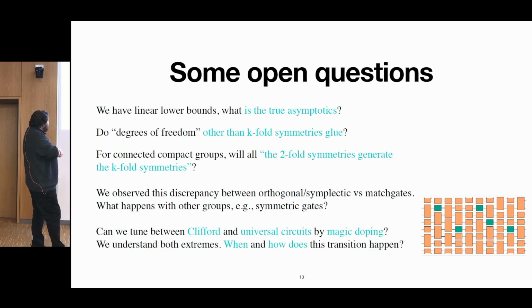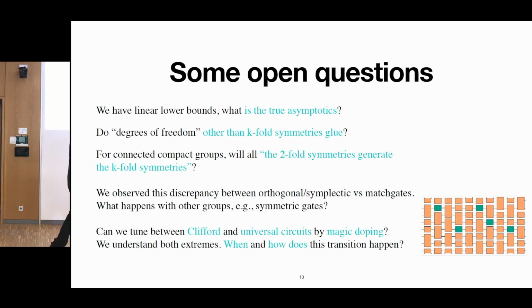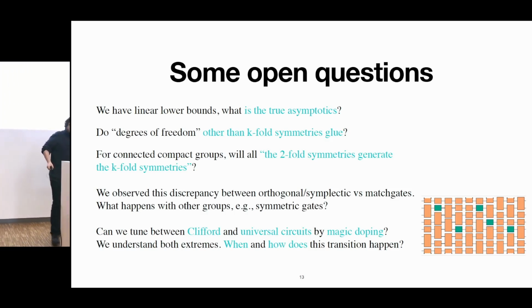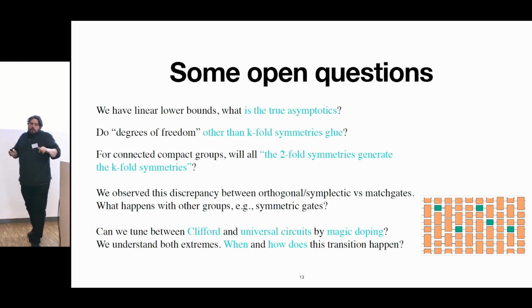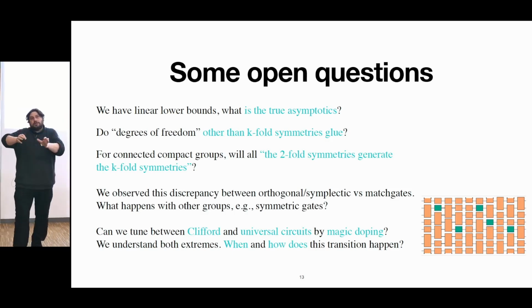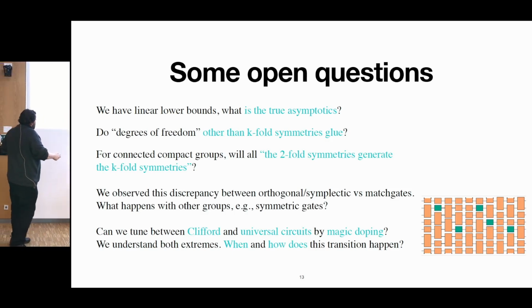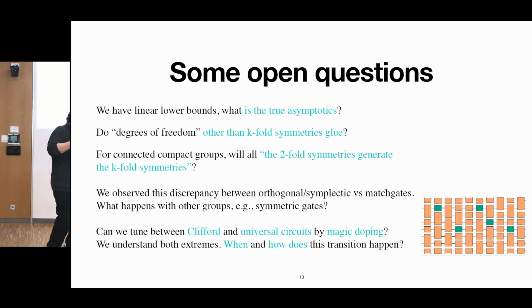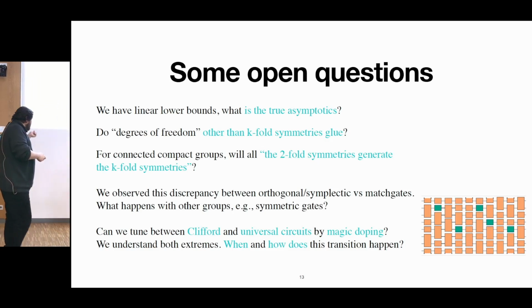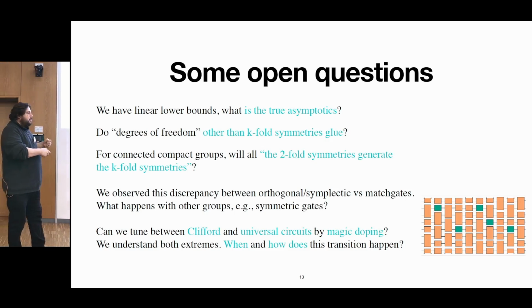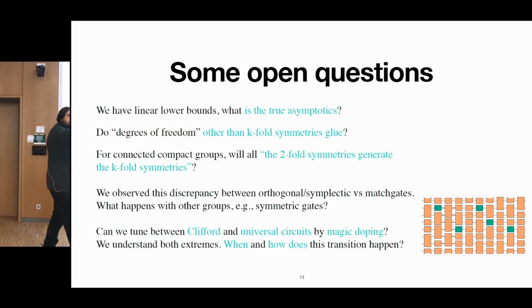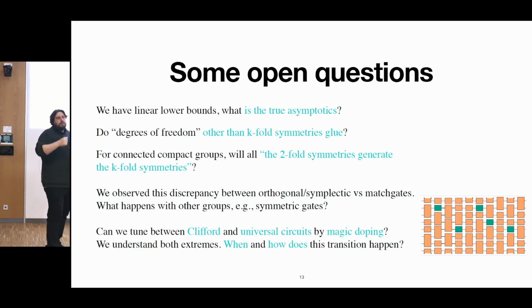And then there is an interesting question, that we observe this discrepancy for the additive error state designs between the orthogonal and symplectic versus the matchgates. This is worth exploring. And also it's worth asking what happens when we have actually symmetries on the physical layer already, not in the k-fold tensor product.